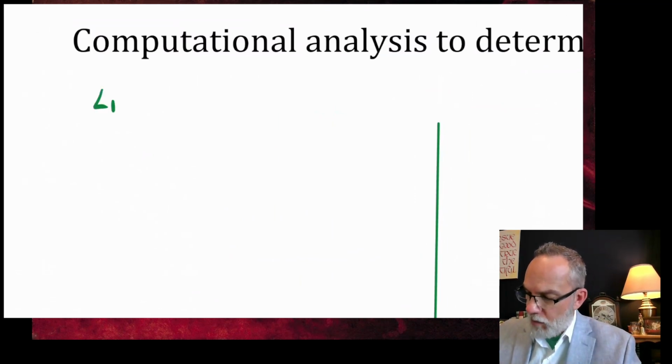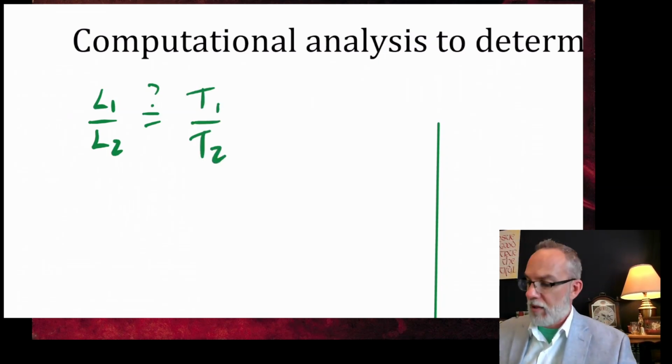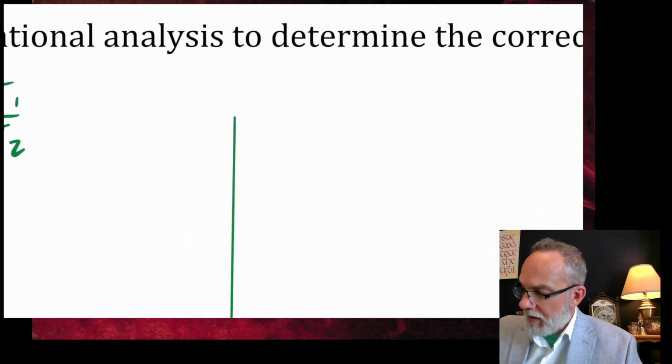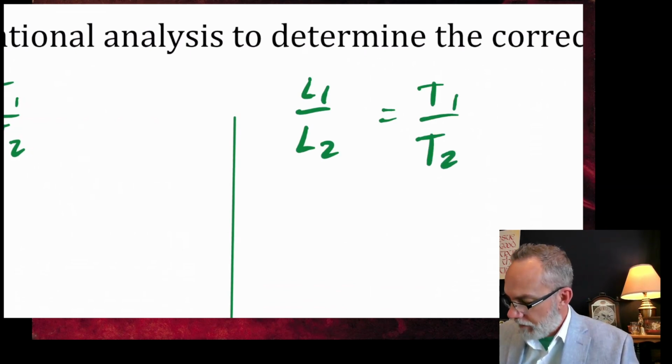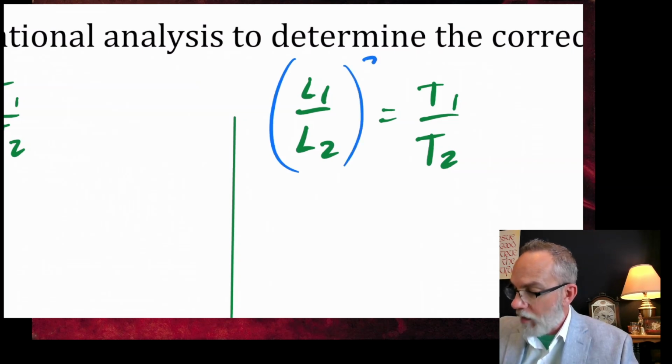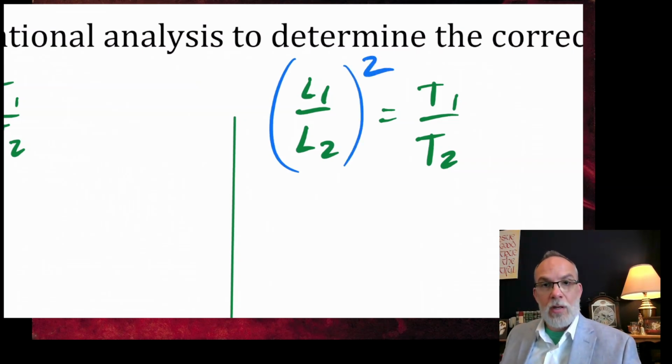We're going to have length 1 compared to length 2. Is it equal to time 1 to time 2? And you're going to say, Mr. Marsh, well, what else could it be? Well, it could be this one. It could be length 1 to length 2 equals time 1 to time 2. But if I square it, because see, sometimes there's an exponent involved. Oh, no.